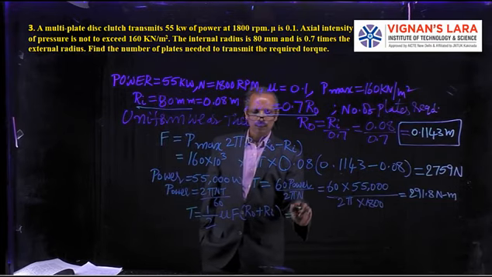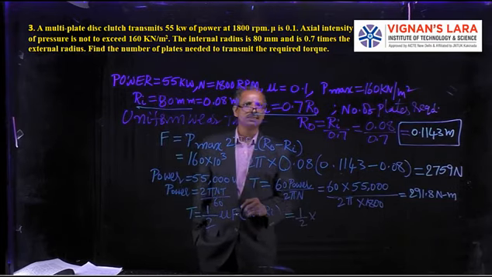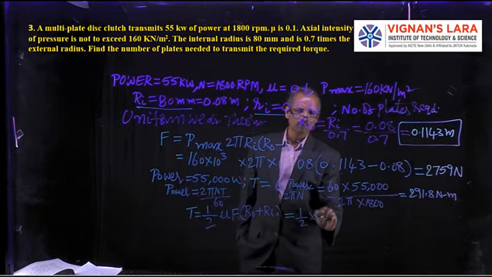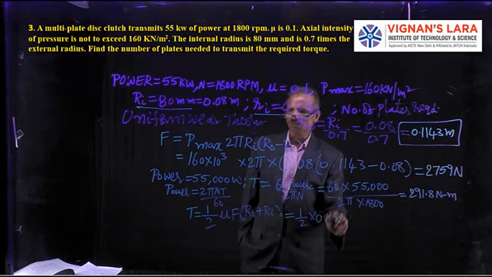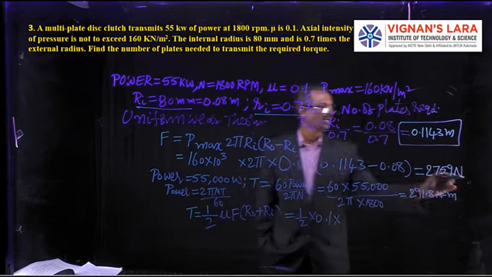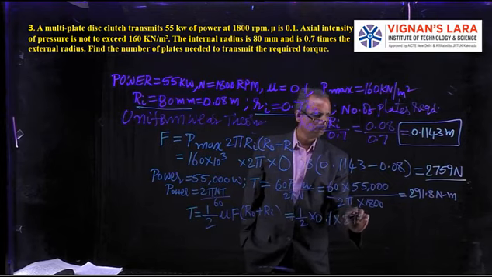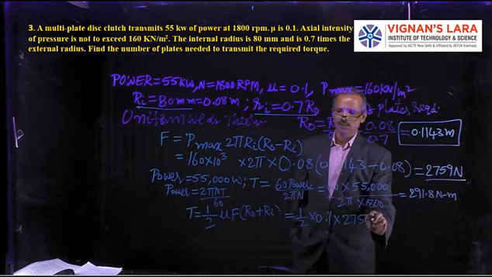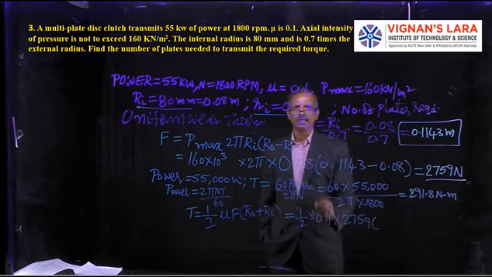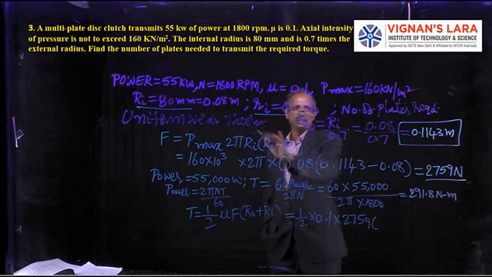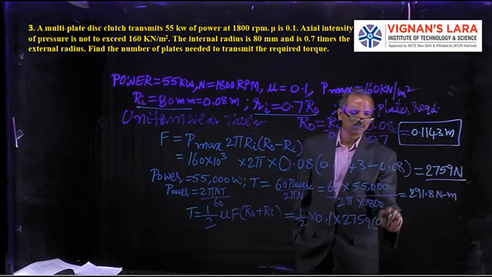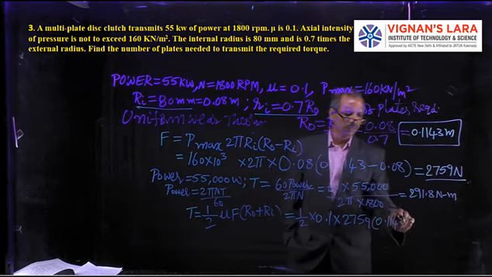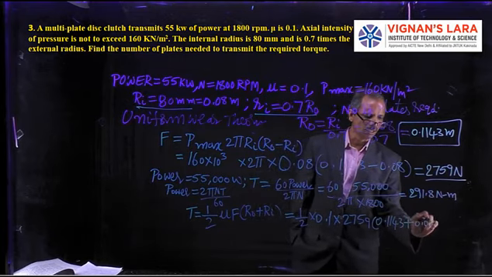So everything is available with us. What is the value of mu? 0.1. Then F, here we have calculated 2759. And what is R naught and Ri? R naught is 0.1143 and Ri is 0.08.